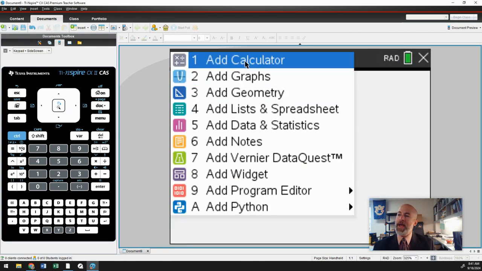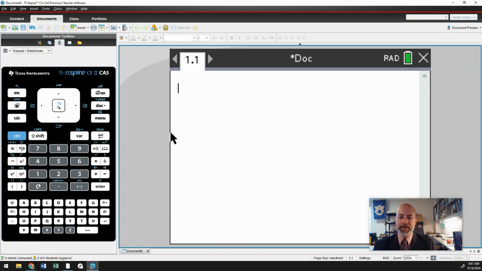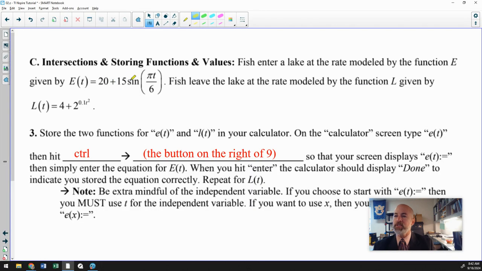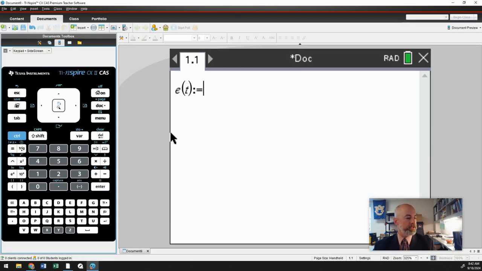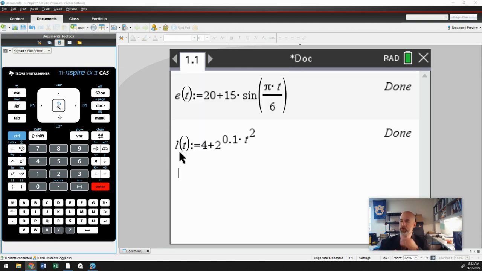And I'm going to add a calculator first, and I'm going to define my E of t function. So I'm going to hit E parentheses, T parentheses, and over here next to 9, above this button, you'll see colon equals. I'm going to hit colon equals, and then you simply enter the equation for E of t, which was 20 plus 15 sine of pi t over 6. So I'm going to enter that very quickly, and then I'll come back and show you, we'll store L of t as well. Okay, I went ahead and stored both of them.